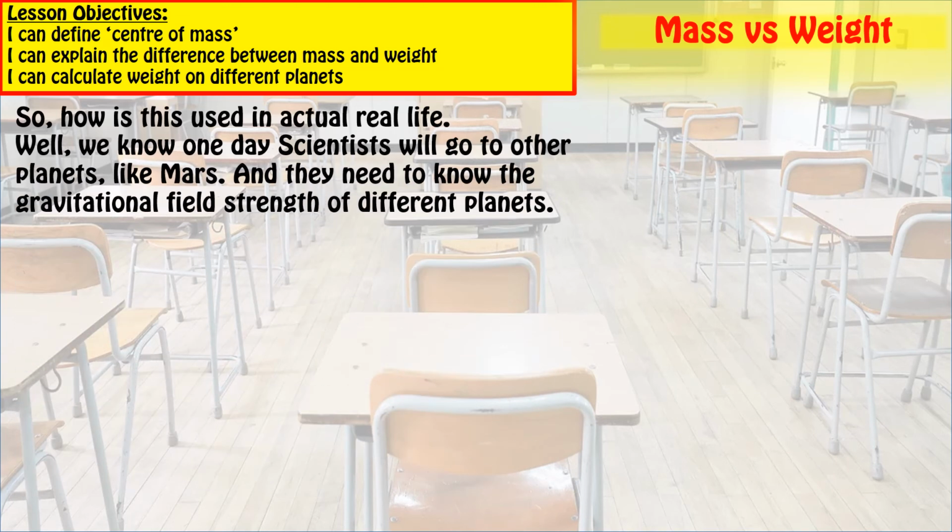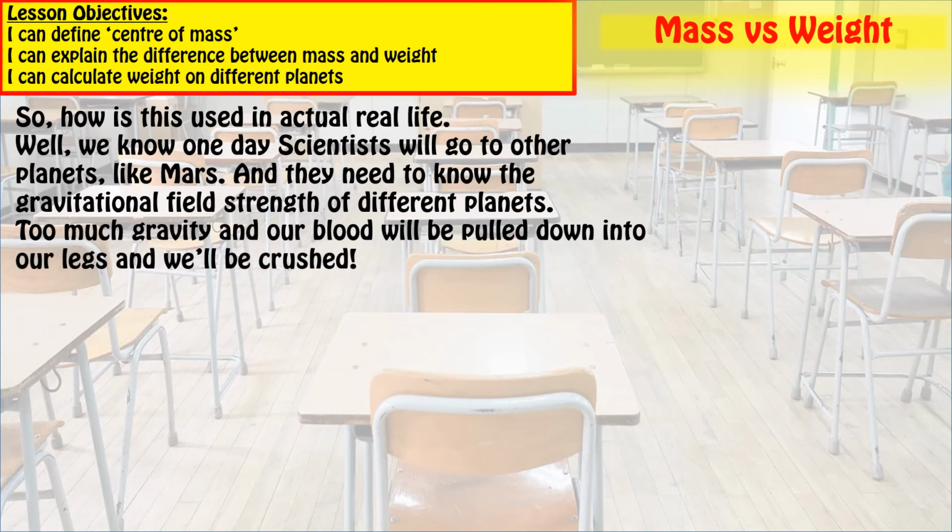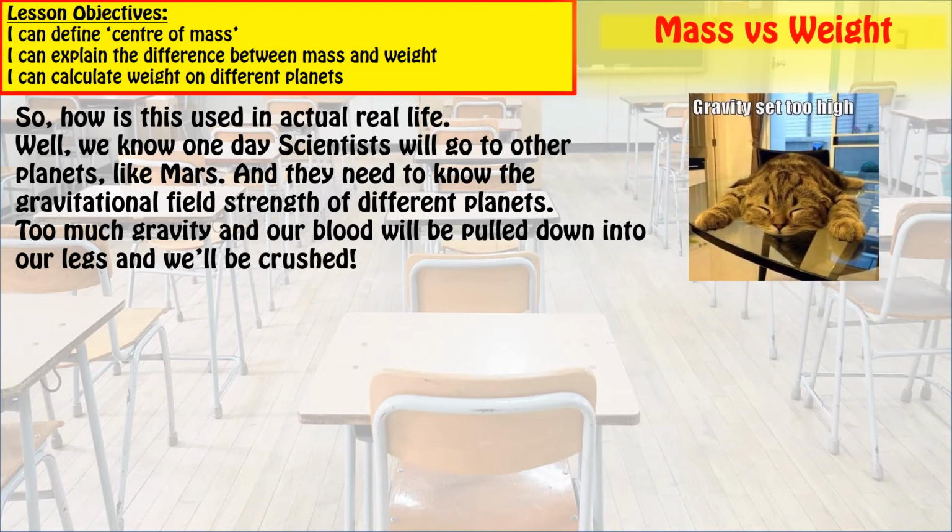So how is this all used in real life? Well, we know one day scientists are going to go to Mars, they might even go beyond as well. And then we need to understand what the gravitational field strength of different planets is. And what scientists now know is that if the gravitational field strength is too much, like on Jupiter for example, all our blood is going to be pulled down into our legs and we're going to be crushed. I've got a little pussycat there. Gravity set too high. Oh. And you can see that you're all going to be crushed. That's no good for us human beings. We don't all want to be crushed.